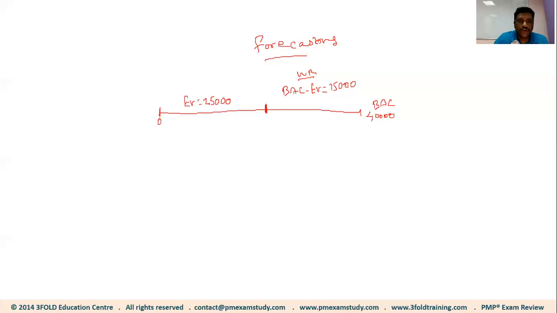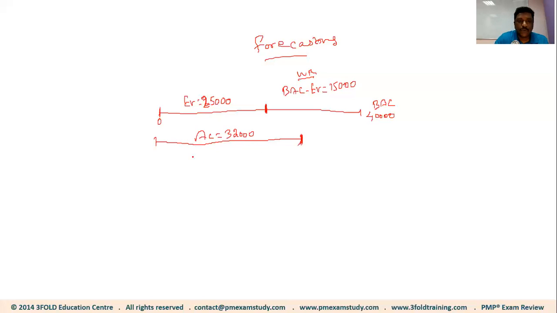Now, we completed $25,000 of work, but how much did we spend? 32,000, right? So I'm going to draw one more line. This represents the actual cost line. Maybe it will go up till here because you spent more than what you have accomplished. So my actual cost is 32,000.